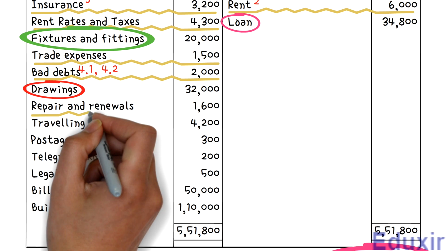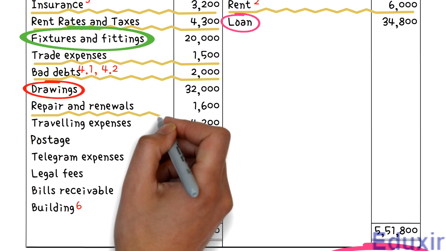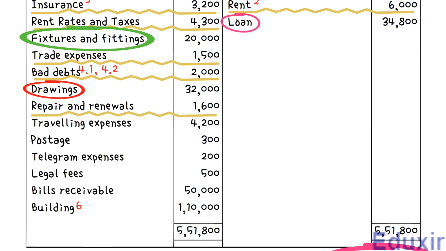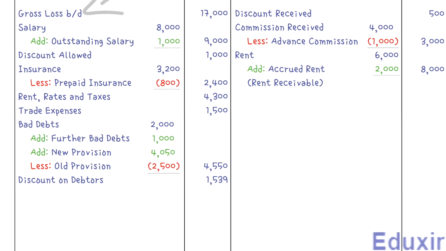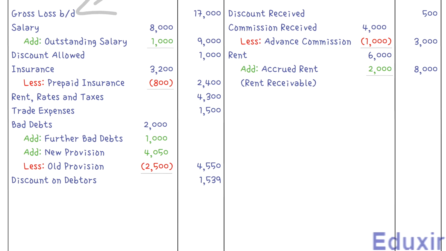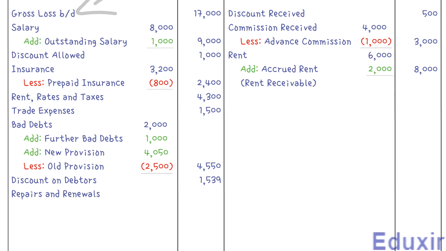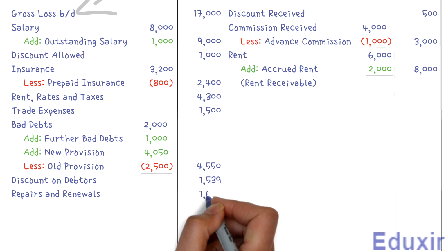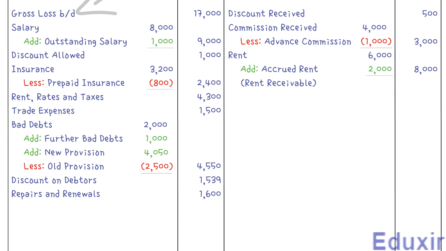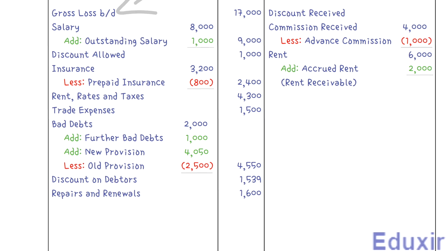The next balance is related to the repairs and renewals, which are amounting to 1,600 rupees. Let us now post this balance into the profit and loss account. Let us first write repair and renewals into the expenses column on the debit side of the profit and loss account. Let's then write the corresponding balance of 1,600 rupees into the amount column. With that, we have completed the posting of the repairs and renewals related balance into the profit and loss account.